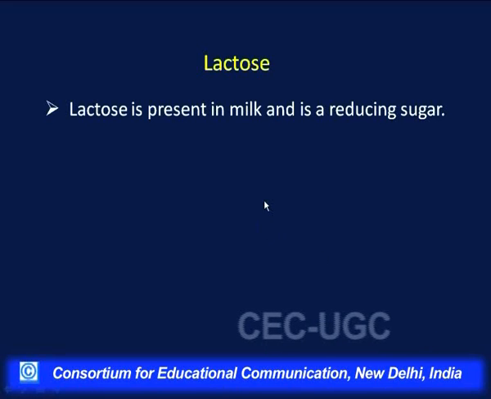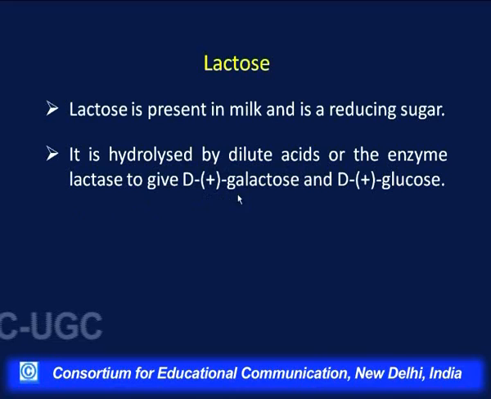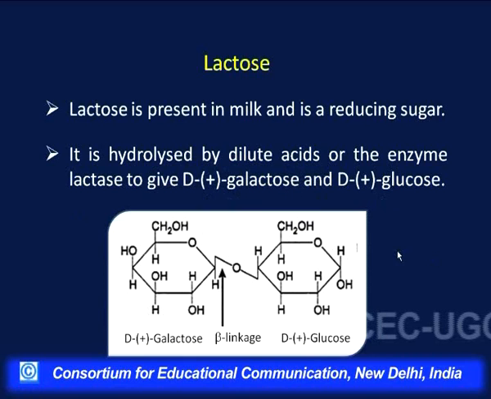Then let us take up the second disaccharide, lactose. Lactose is present in milk and is a reducing sugar, which again means it also has one anomeric carbon which is free. It is hydrolyzed by dilute acids or the enzyme lactase to give D plus galactose and D plus glucose, which means this consists of two monosaccharides, D plus galactose and D plus glucose, and they are linked like this. It has been found that it is the carbon number 4 of the glucose moiety that is involved in the bond formation with the carbon number 1 of the D plus galactose moiety, and this galactose is forming the beta linkage, which means its hydroxyl is in the upward direction.